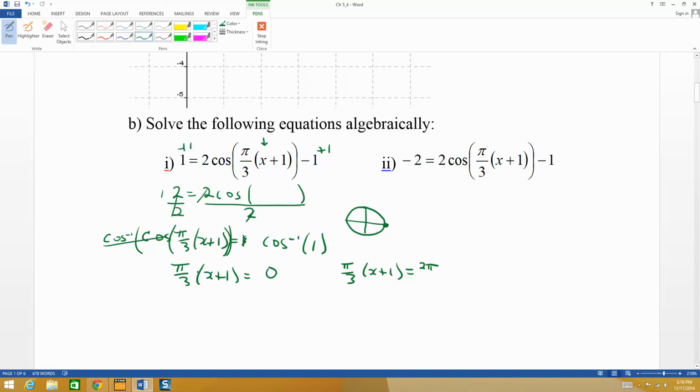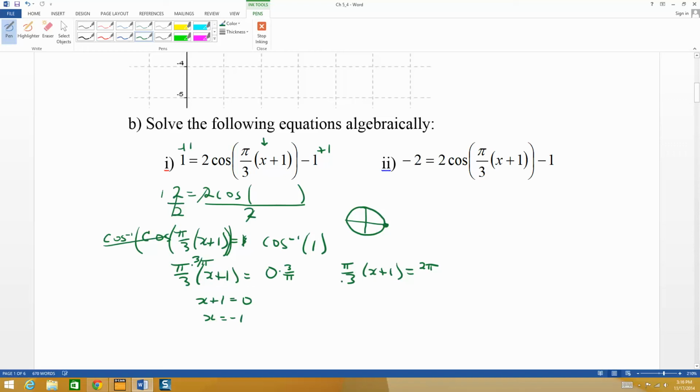At this point I'm going to undo multiplying by pi over 3 by multiplying both sides by 3 over pi. So I'll say times 3 over pi and times 3 over pi. This turns into 1. So I get x plus 1 is equal to, and here this is 0. And so I get an x of negative 1.